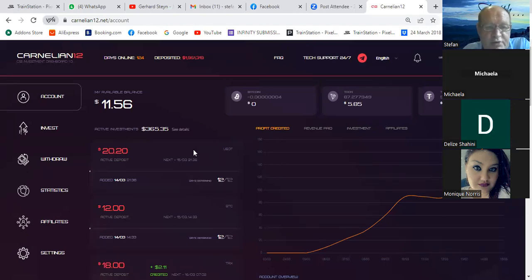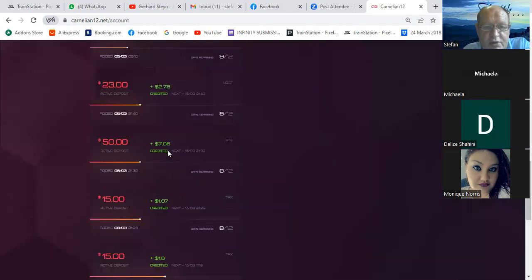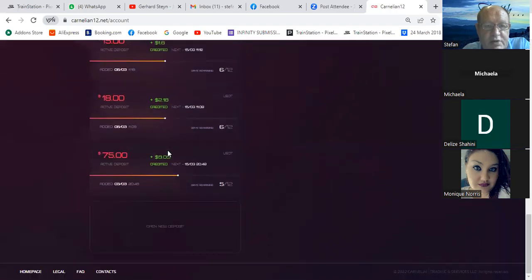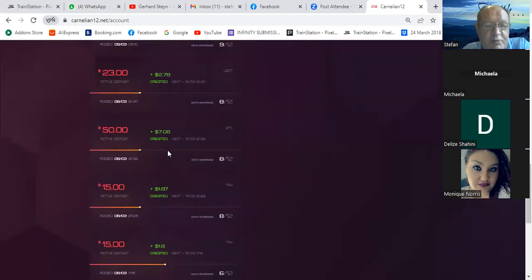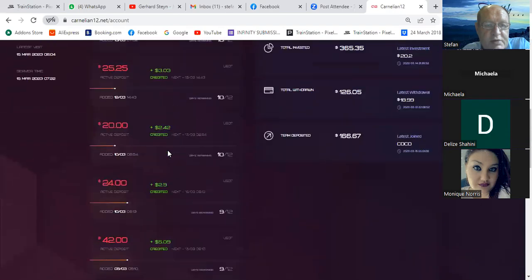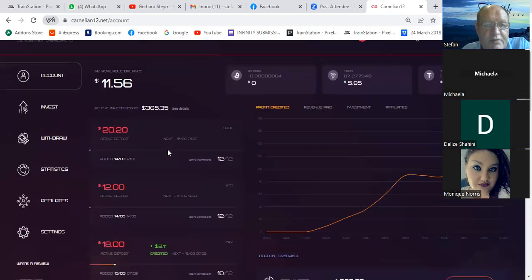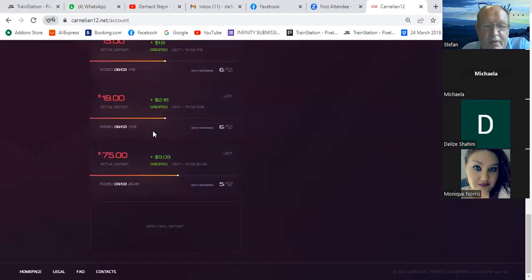Now, here's all your contracts from the oldest one to the newest one. Dusty got quite a few of them because I put small amounts in for her. 10, 11, 12. There's 13 currently. This one got 5 days to go. It pays out at this stage on the current rate $9.09.